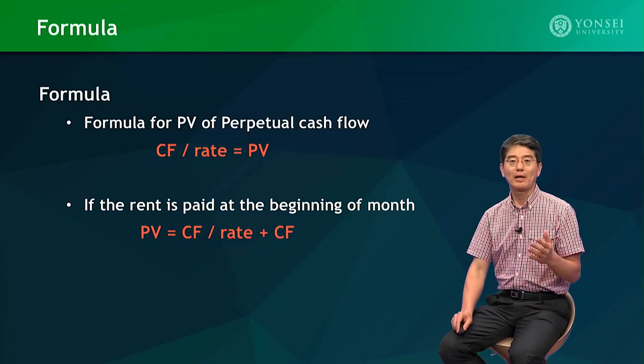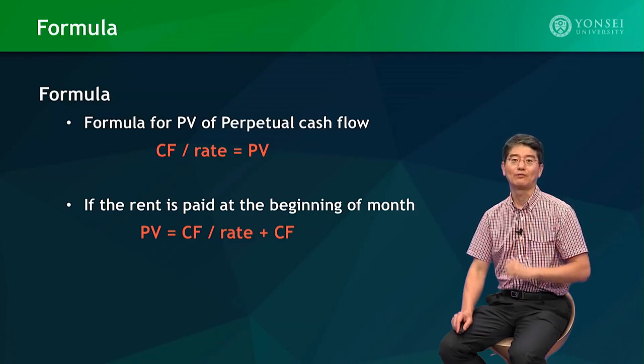If the rent is paid at the beginning of each month, the value of a building is the present value of perpetual rent plus the first month rent. That is, present value equals cash flow divided by rate plus cash flow.